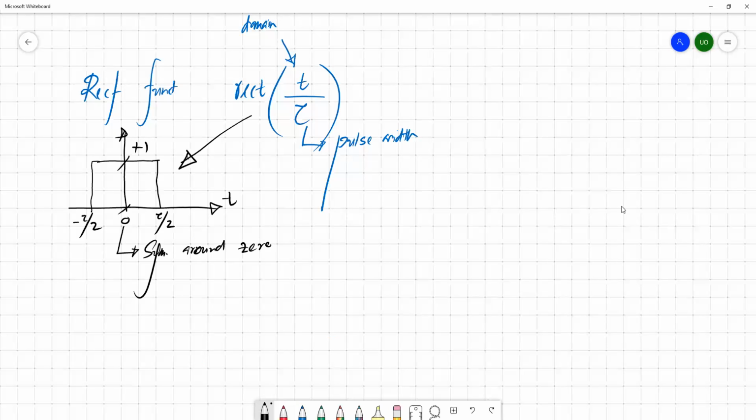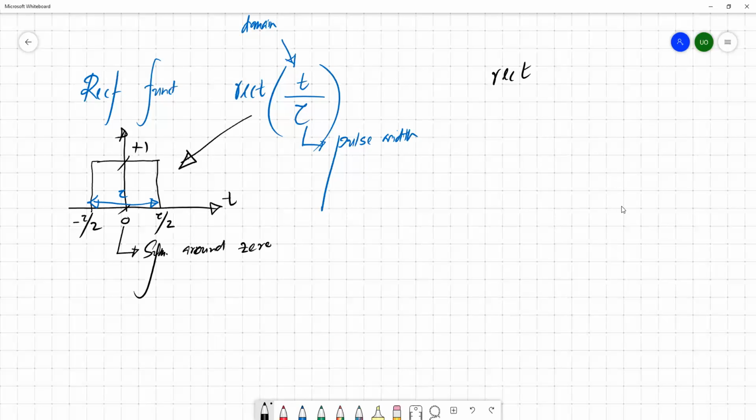And this basically represents the pulse width. So this is your pulse width. Then half should be on the positive side and the other half should be on the negative side.